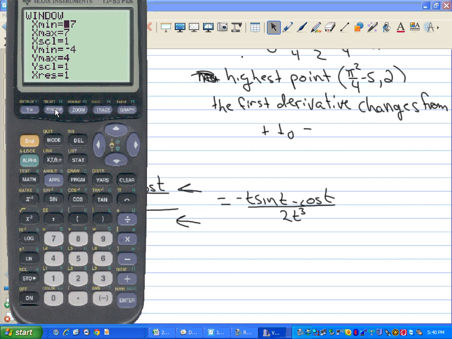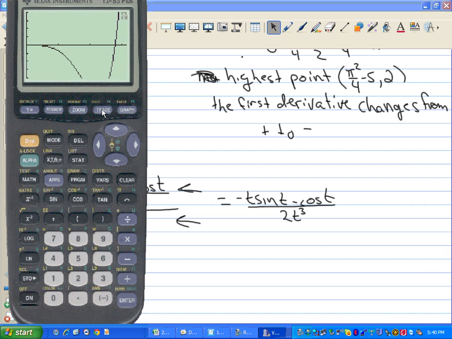Now the window: remember t is only from 0 to pi. I missed, let's try that. Clear pi. Now we're looking for where this is 0, so I don't really have to change my y min and max. If we graph this, let's see what we get. And there it finally crosses the x-axis.